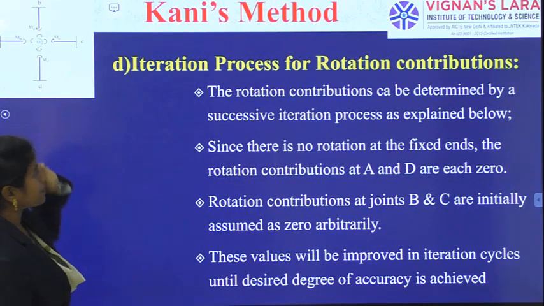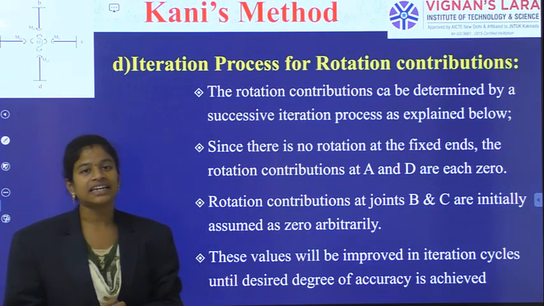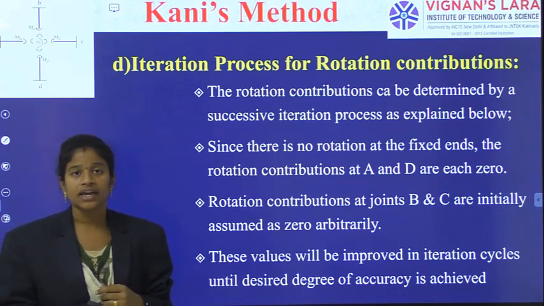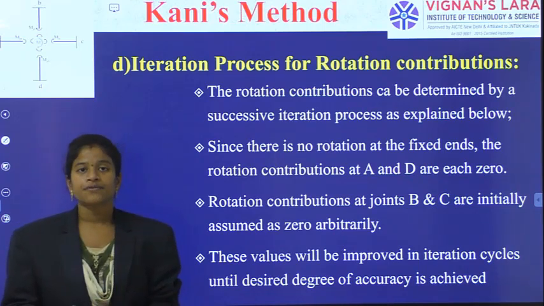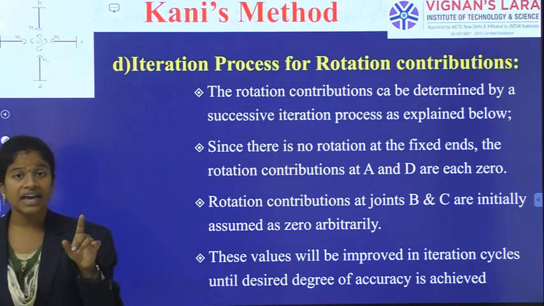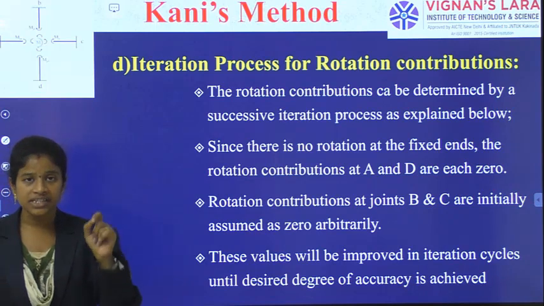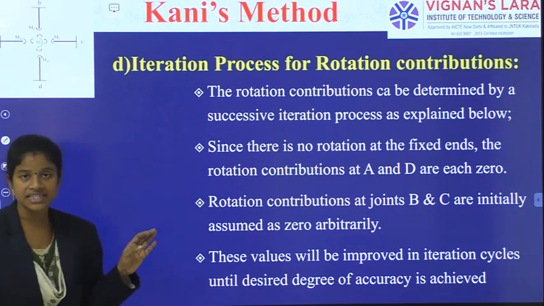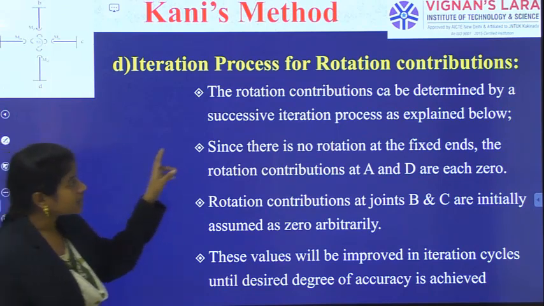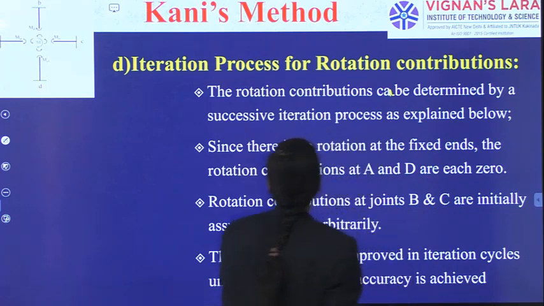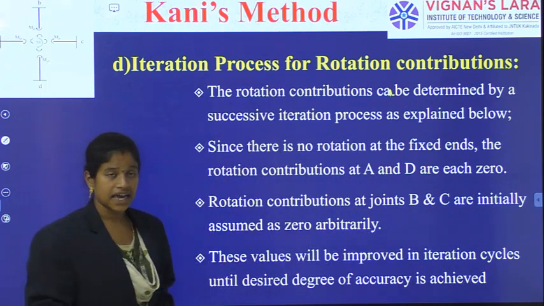The next step is the main process, the iteration process for the rotation contribution calculations. So the main step is calculating the rotation contribution. How much is the rotation contribution, that M dash, right? So the rotation contribution quantity, how much is it coming to. Those rotation contribution quantities I am calculating. Further, the rotation contributions can be determined by a successive iteration process as explained below.